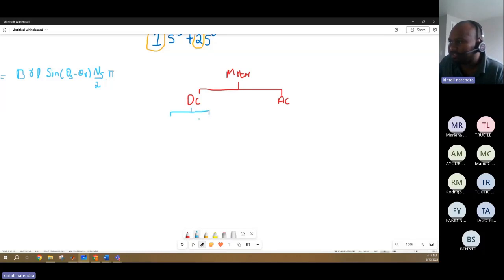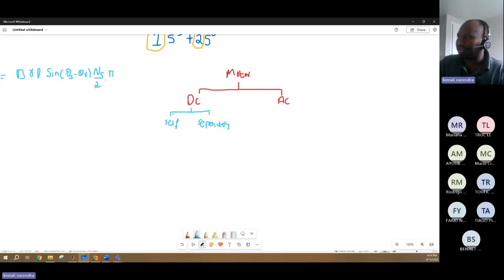Again, in the DC motor there are two types of classification. One is self-excited, another one is separately excited. What is this self-excited and separately excited? If you use one power supply for both the armature and the field, then it is called a self-excited DC motor.